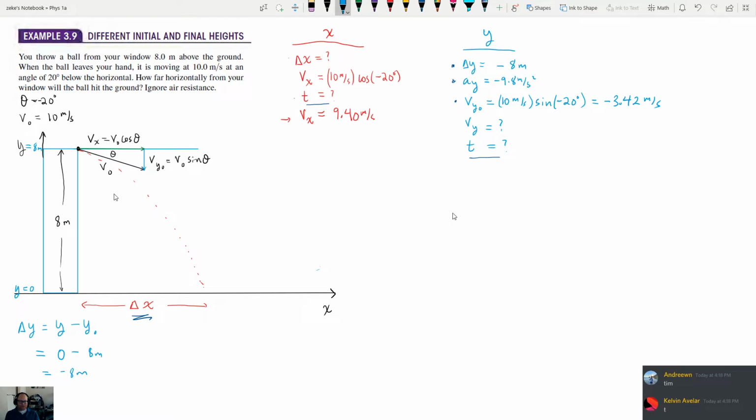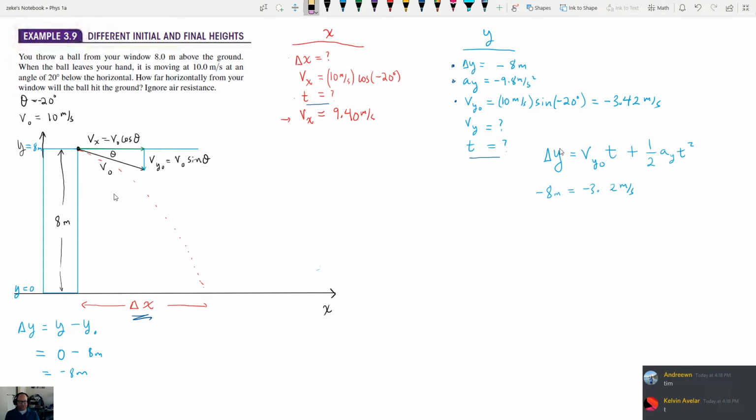Okay, so let us write some things down to solve this. We need an equation that has delta y, ay, Vy initial, and t. If you check your kinematic equations, that equation is going to be this one. I always think of this one as being the one we use the most. It almost needs a name because we use it so frequently in physics. And we just need to solve this equation for time. So delta y was negative 8 meters. Vy initial was negative 3.42 meters per second.